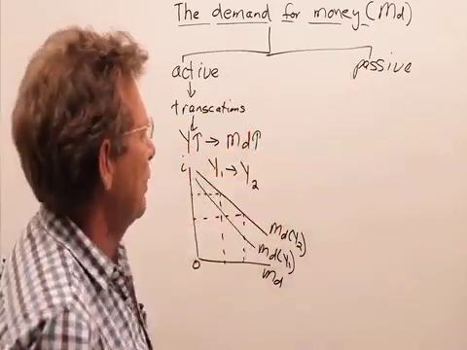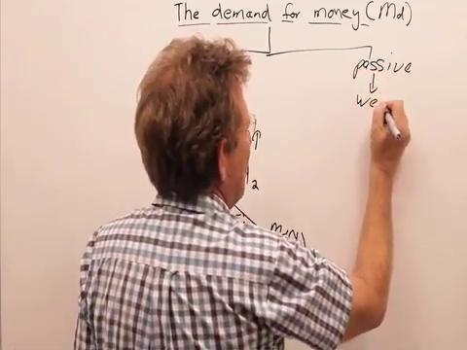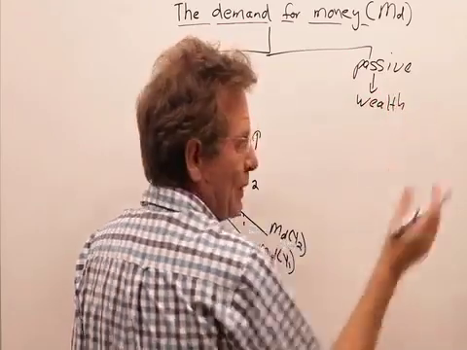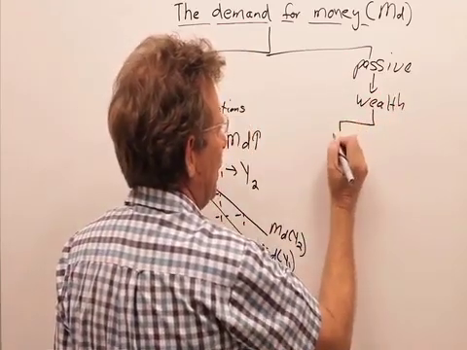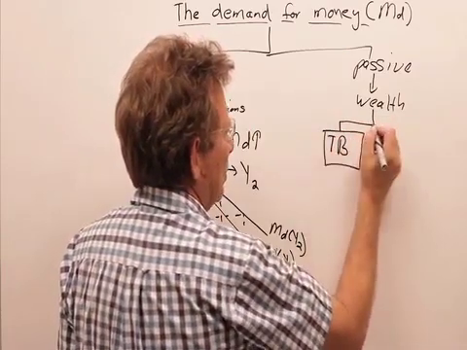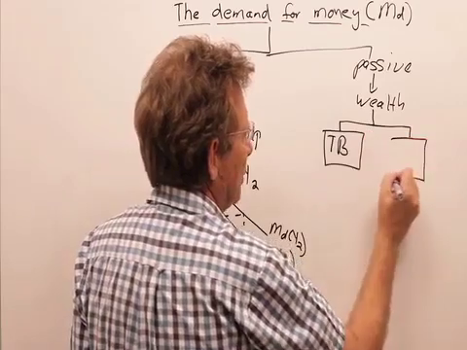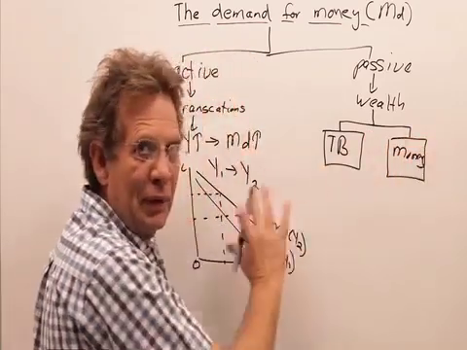Now, passive demand for money is that money where you decide how to keep your wealth. And in this model, you can do two things only. You can keep it as a treasury bill, called TB, or you keep it as money, or a combination of the two.